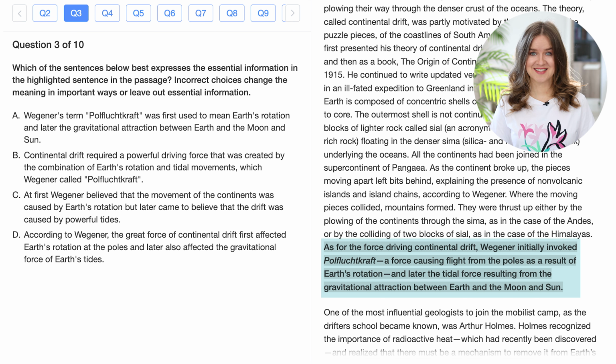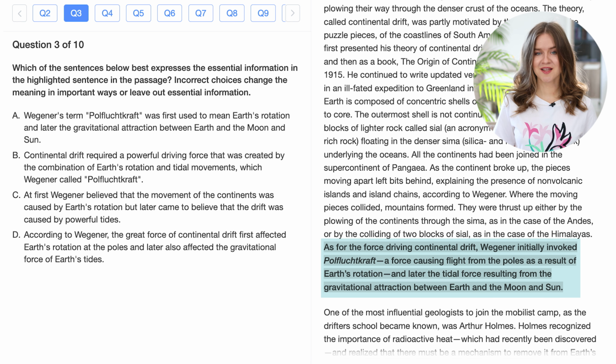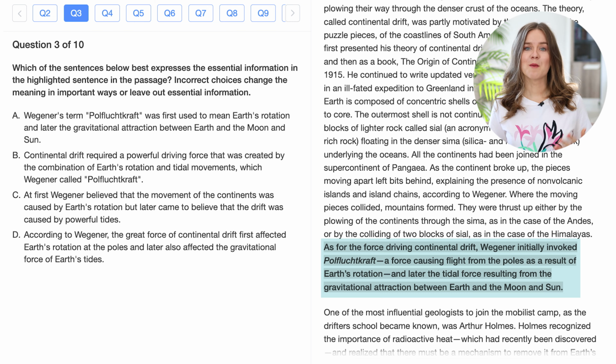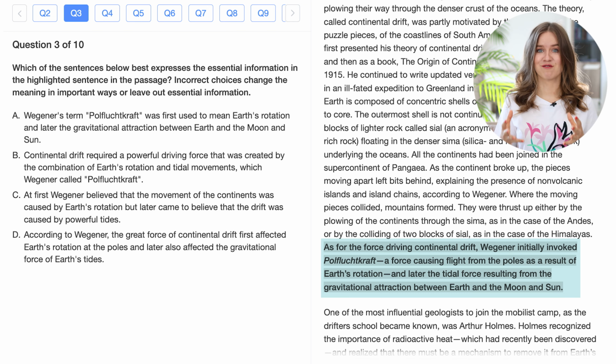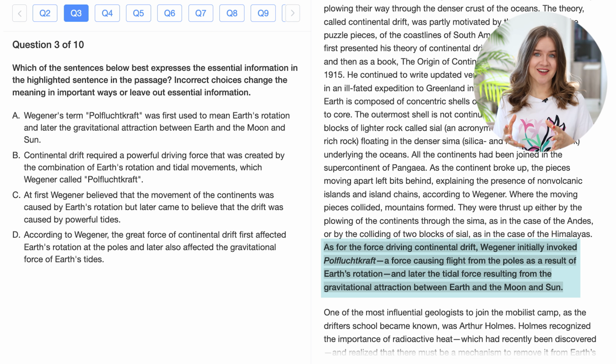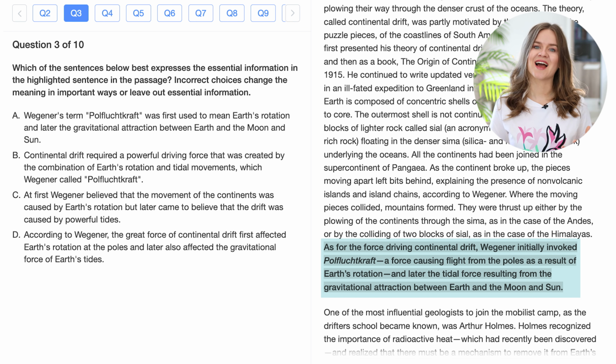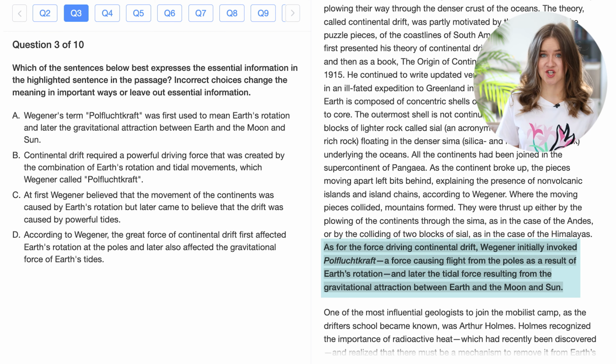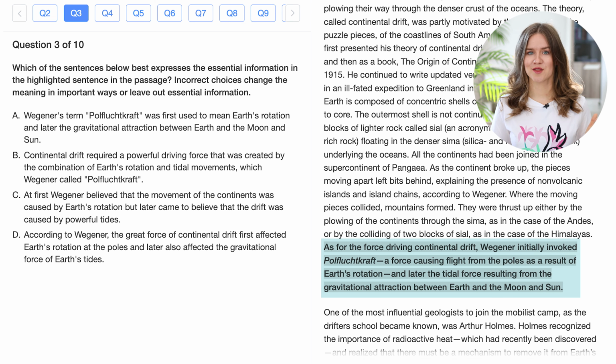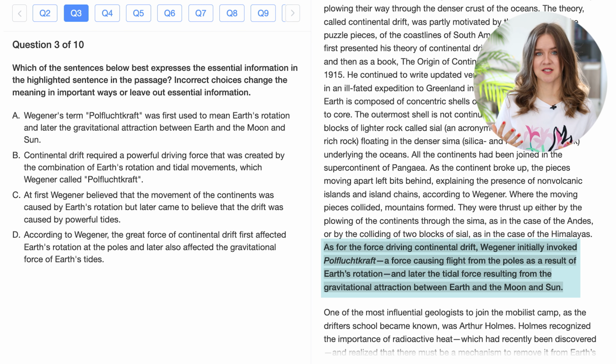"As for the force driving continental drift, Wegener initially invoked pole-flight force, a force causing flight from the poles as a result of Earth's rotation, and later the tidal force resulting from the gravitational attraction between Earth and the Moon and Sun." Let's not worry too much about the complicated words and instead focus on understanding the main ideas.